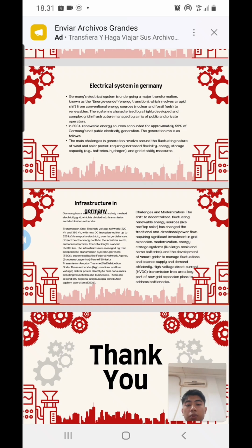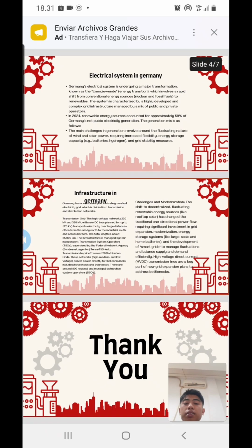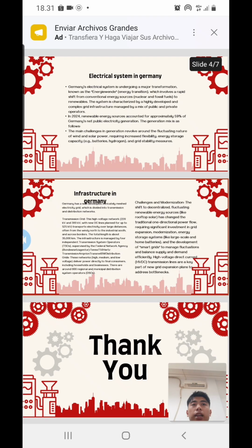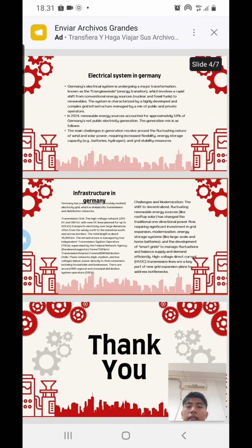The generation mix is as follows, and the main challenge in generation revolves around the fluctuating nature of wind and solar power, requiring increased flexibility, energy storage capacity, like batteries and hydrogen, and grid stability measures. So what is the infrastructure in Germany?